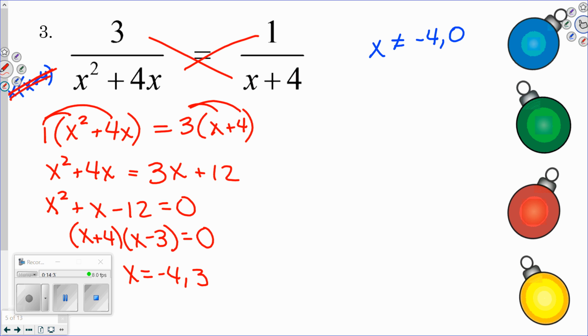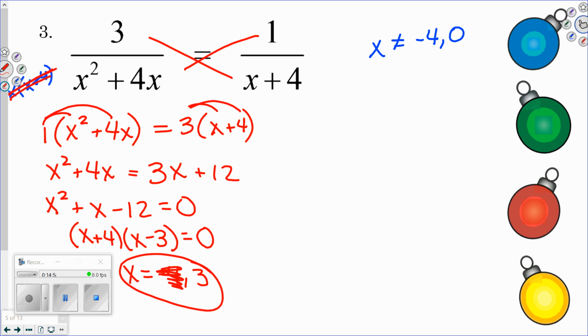Good? No, why not? Yeah, we said one of my restrictions was -4. That's no good. So just 3. Okay? So again, step by step, when it says check for extraneous solutions, I'm looking at those restrictions and seeing if one of my answers is listed as a restriction.